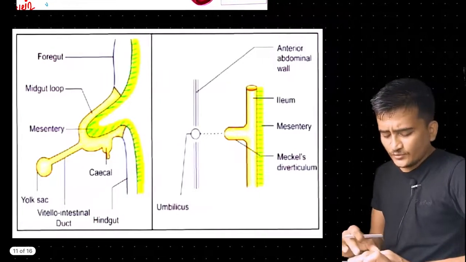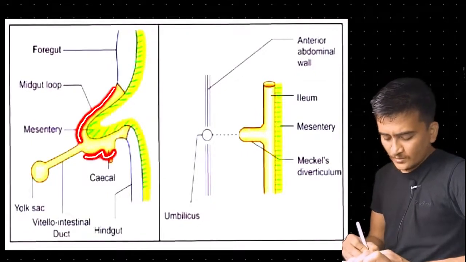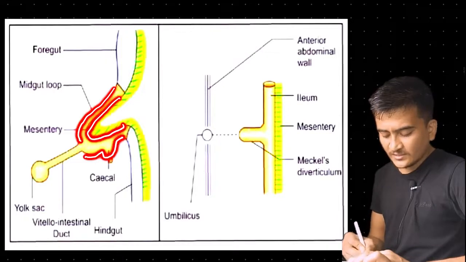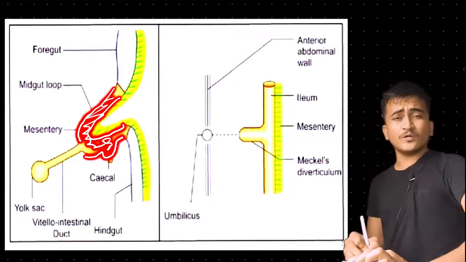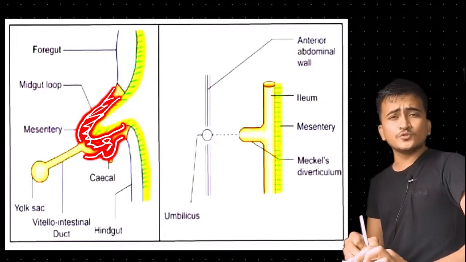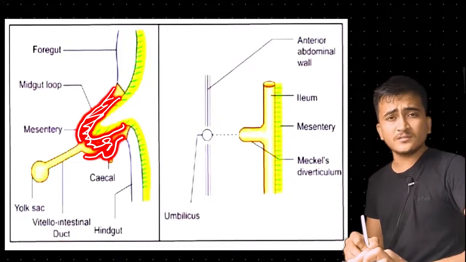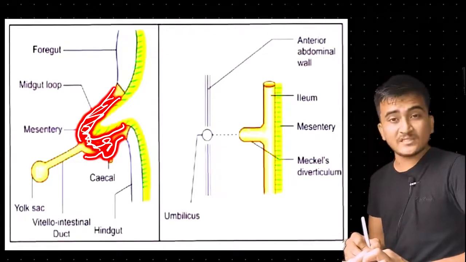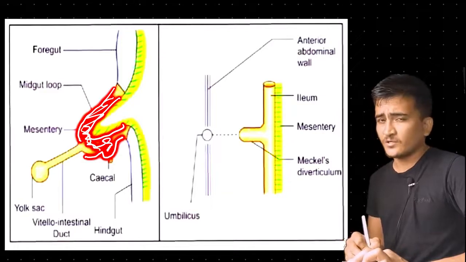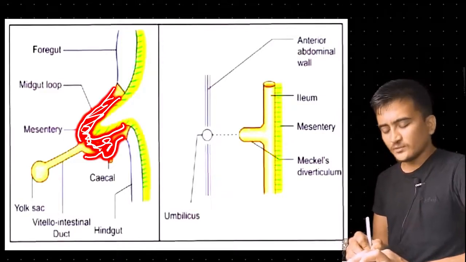Now, as we discussed earlier, this is the midgut loop, which was herniating into the umbilical cord. Why was it herniating? Because the gut tube develops or grows earlier than our abdominal walls. So it was herniating inside the umbilical cord, and this is a temporary herniation, not a permanent one. Later on it will go back again.